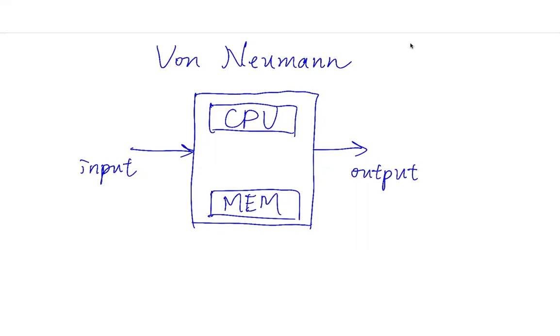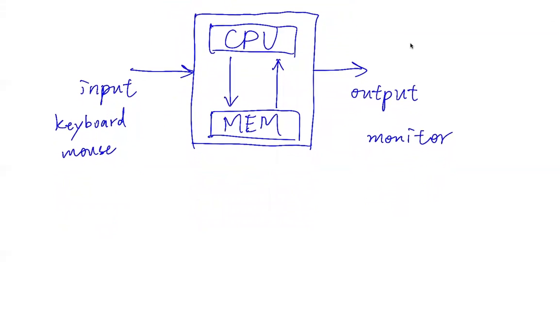For your input, you are going to have your keyboard here and your mouse so that you can input your data. Your CPU is going to do the calculation for you, and store some intermediate results in your memory for later reuse. And for your output, you are going to need a monitor so that you can see your result on your screen.